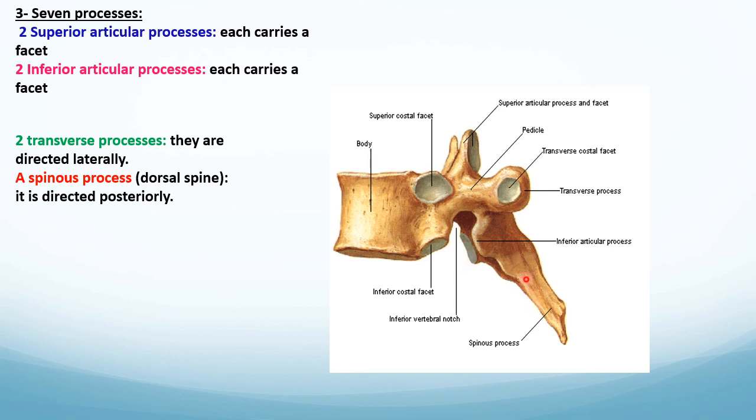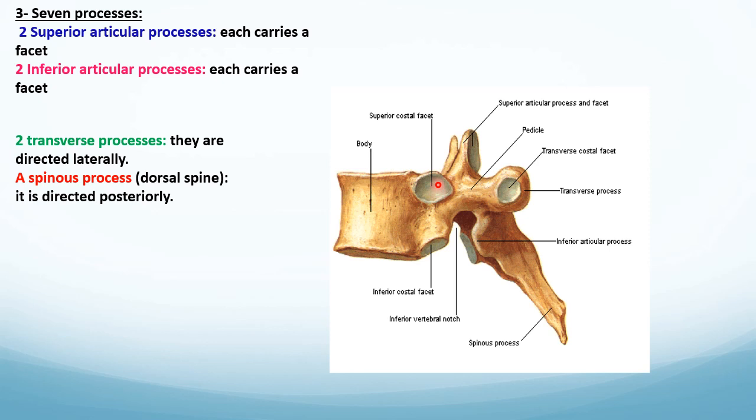below. This is the spinous process, and the transverse process carrying the transverse costal facet for articulation with the articular facet of the costal tubercle here. And this is the superior demifacet and inferior demifacet for articulation with the ribs.